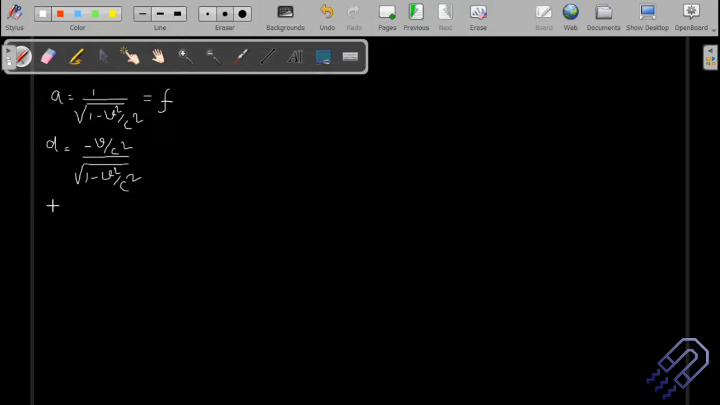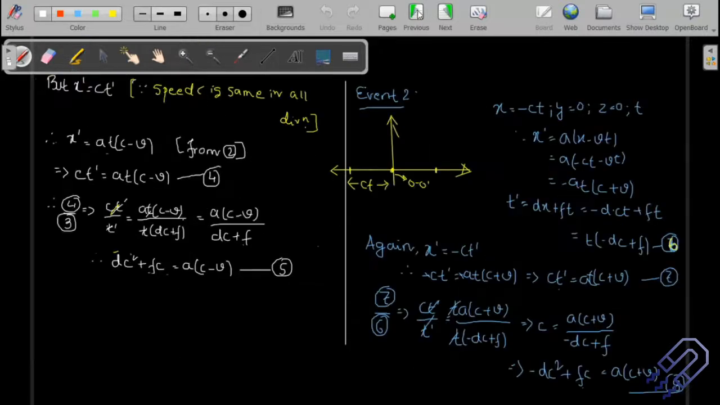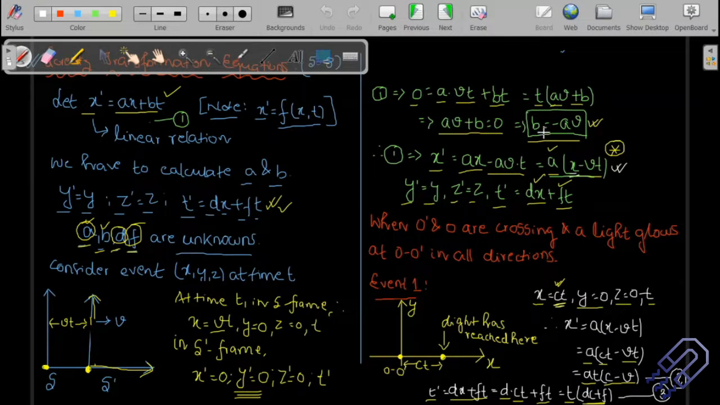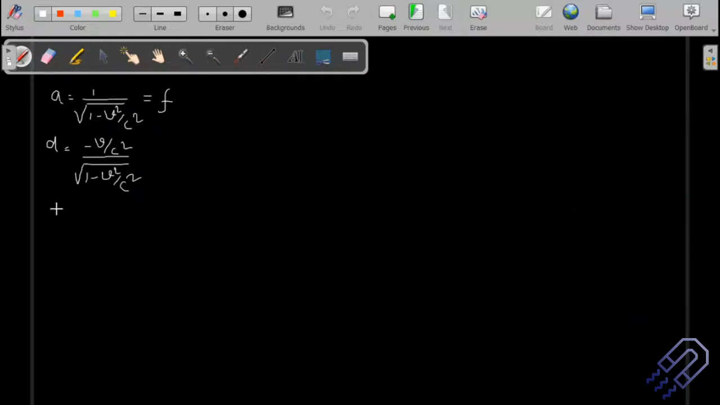And then we also got the relation for b, right? So if you remember, we have already done it here. B is equal to minus av, right? So that means for b also we got the relation. So b is equal to minus of av. So we have got everything, we have to just replace it, that's it.